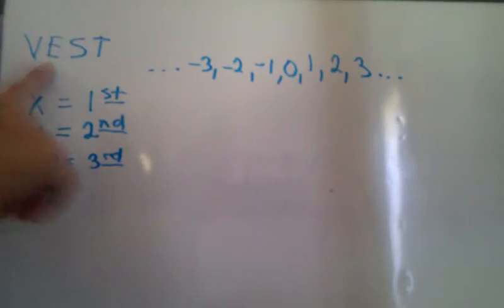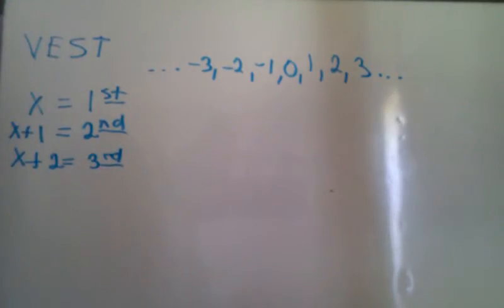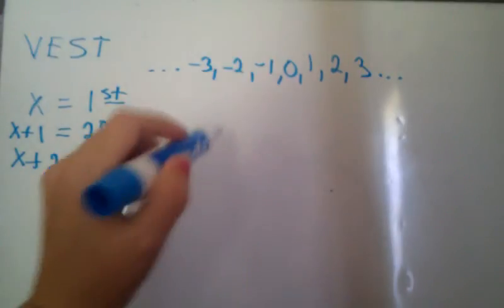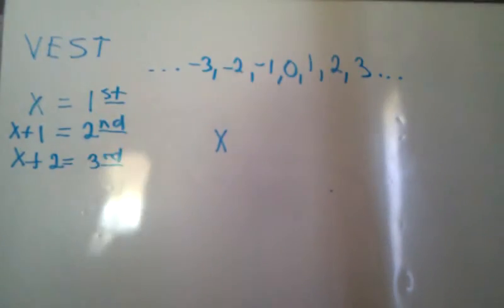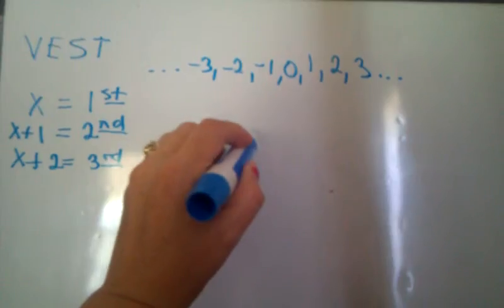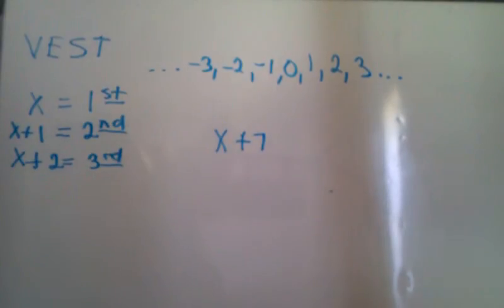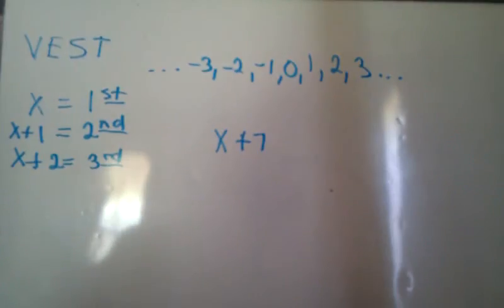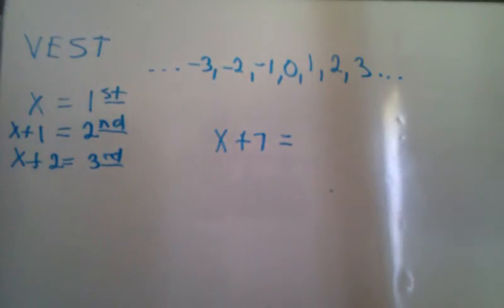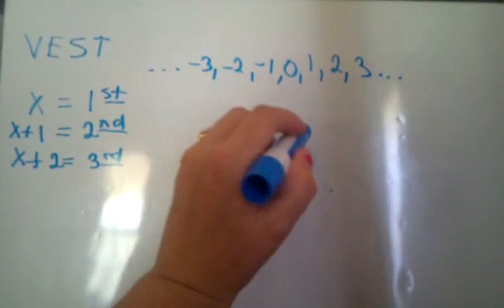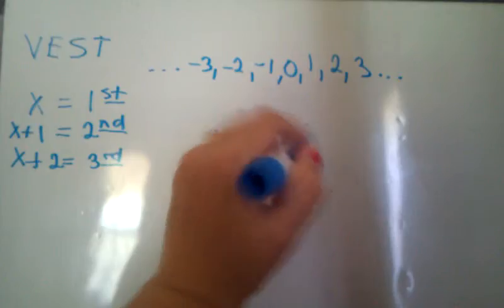Now I need to write the equation. It says the smallest integer increased by 7 is equal to half the largest integer. The smallest integer, that's x. Increased by 7. What does increased by mean? Increased by means plus 7, is equal to, that would be my equal sign, half the largest integer.